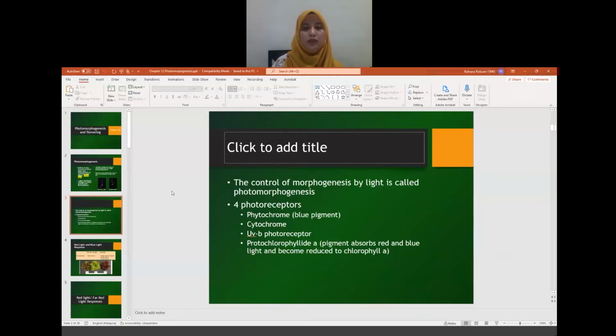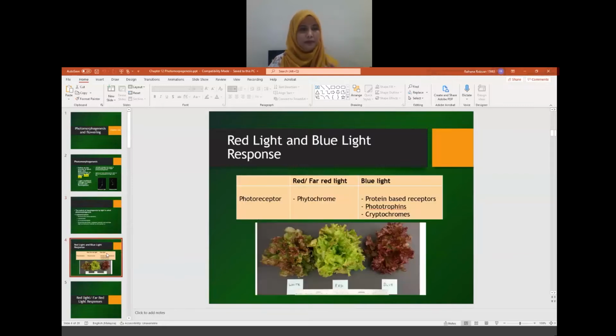From these 4 photoreceptors, the one that we are going to cover in this lecture today is the phytochromes, the one that absorbs the red light. The color is blue. The phytochrome is some kind of protein. Their color is blue, however, they absorb red light. The cryptochromes, they absorb blue light. We're going to see that slowly one by one.